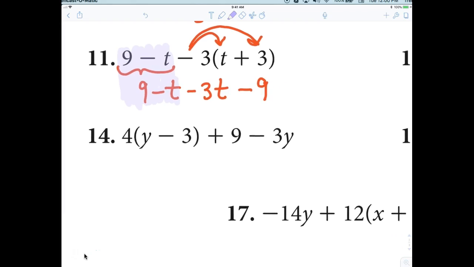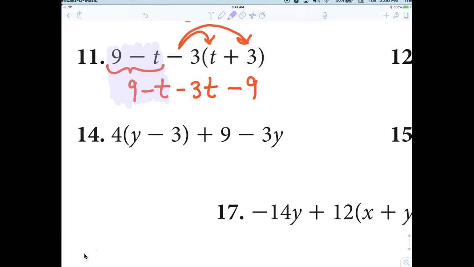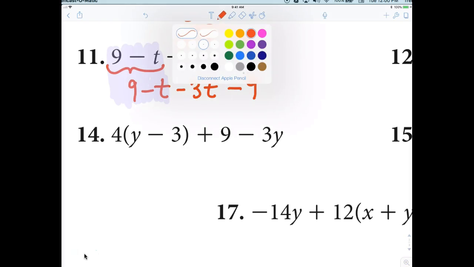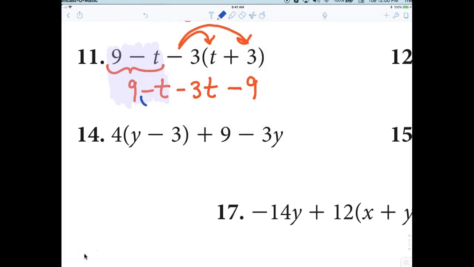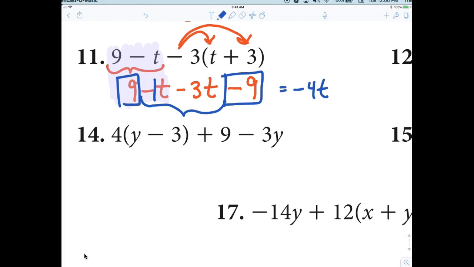All right? Now, again, I need you to look at combining terms. I like to look at the t's first. There's negative 1t minus 3t. What is that? Negative 4t. Is everybody good on that? So equals negative 4t. And then what happens to the 9 minus 9? They cancel out. So your answer is just negative 4t.